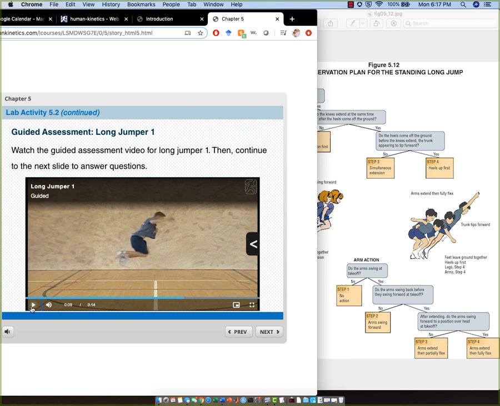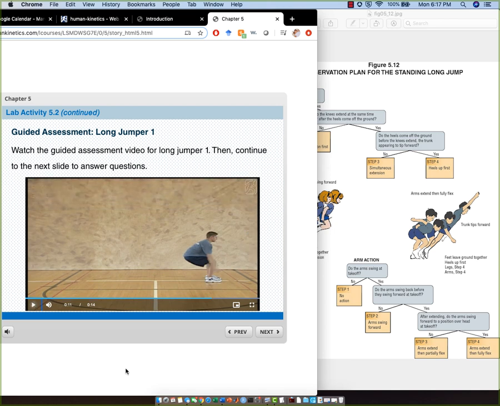The next question is, after extending, do the arms swing forward to a position over the head at takeoff? So we can back up just a little bit, and we can see that at takeoff here, the arms are clearly overhead. In addition, we can see that the arms fully extend at takeoff, and then they fully flex at landing. So far we're going to see that for the leg action for this jumper, we're in step 4, and for arm action for this jumper, we're in step 4.